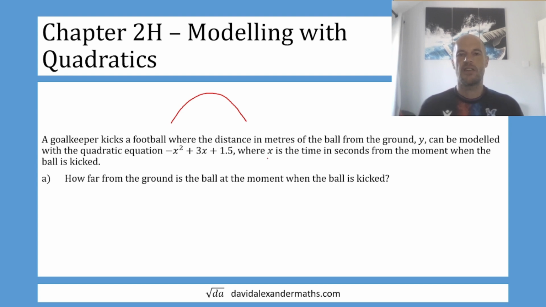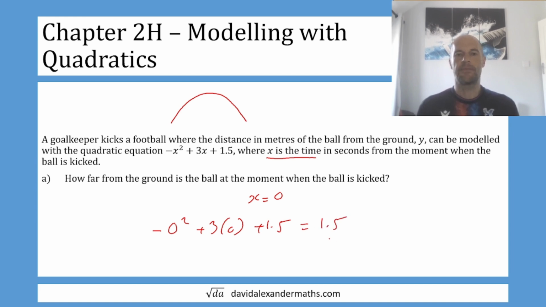So how far from the ground is the ball at the moment when the ball is kicked? x is the time in seconds from the moment when the ball is kicked, so when it's kicked, x equals 0. If I put 0 into this equation, minus 0 squared plus 3 times 0 plus 1.5, we just get 1.5. So y is 1.5, the distance in metres of the ball from the ground. That is how far the ball is at the moment when it is kicked, 1.5 metres. Quite often this value is the starting value.